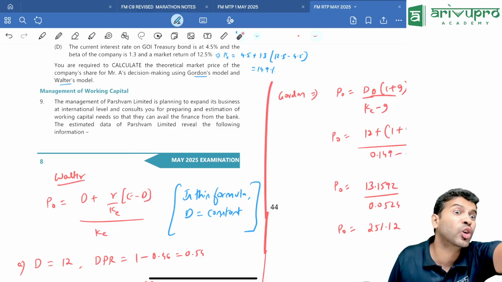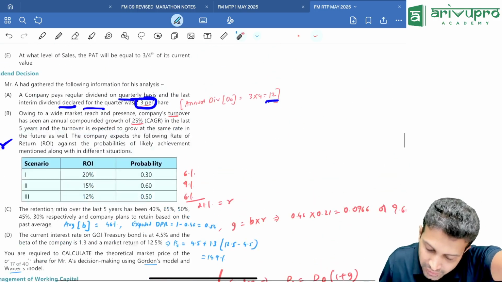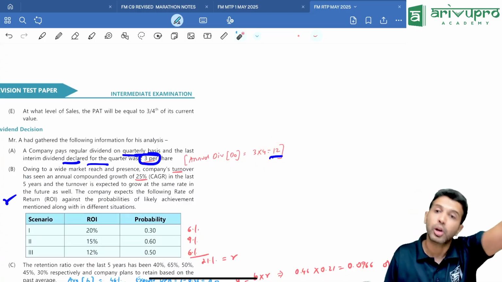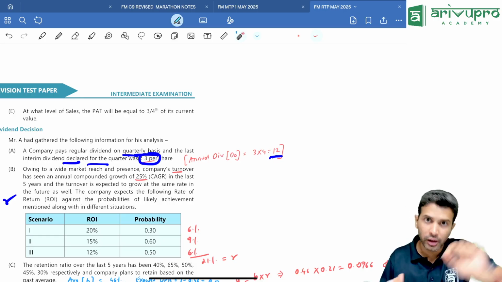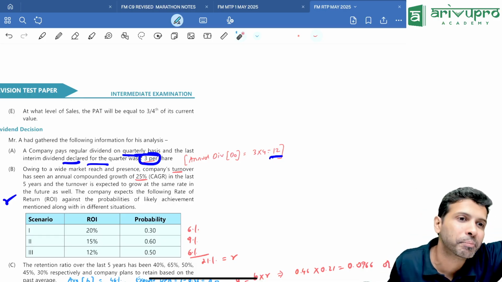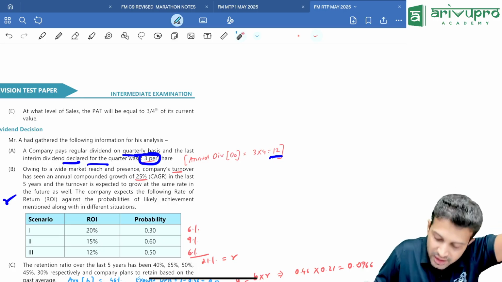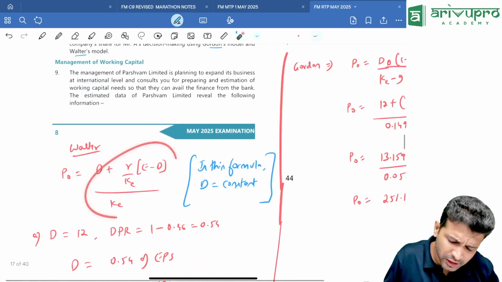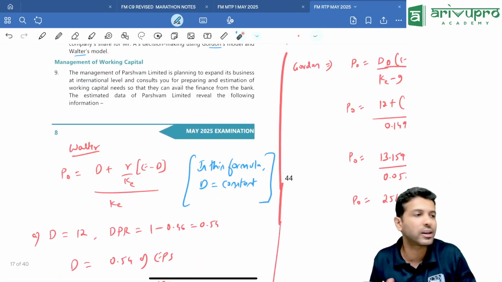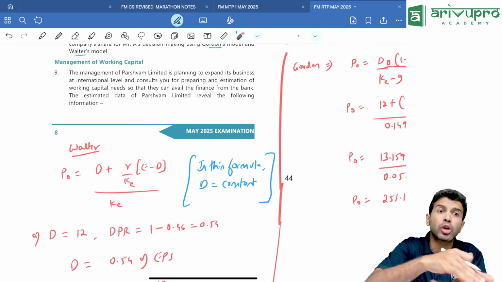So don't add growth rate to the dividend. How much dividend have you already paid? 12. This year, if you have paid 12 rupees, then as per the Walter model, next year you will pay more or the same. D here becomes 12. In fact, you know this because in the formula, if there is no growth rate, obviously growth is assumed to be no growth.